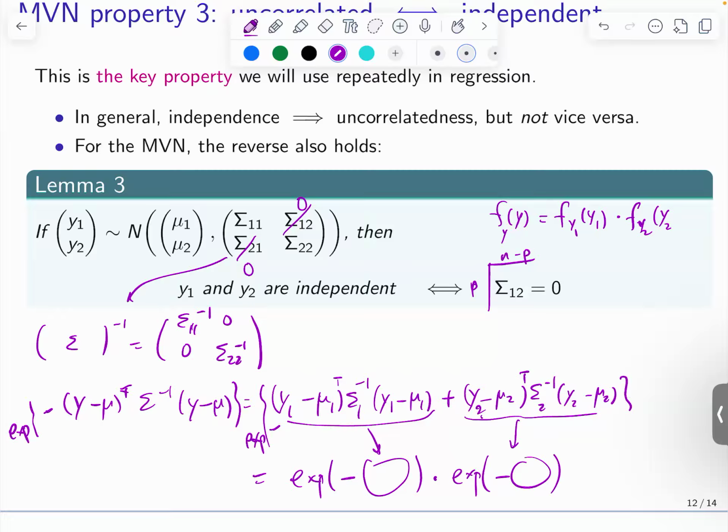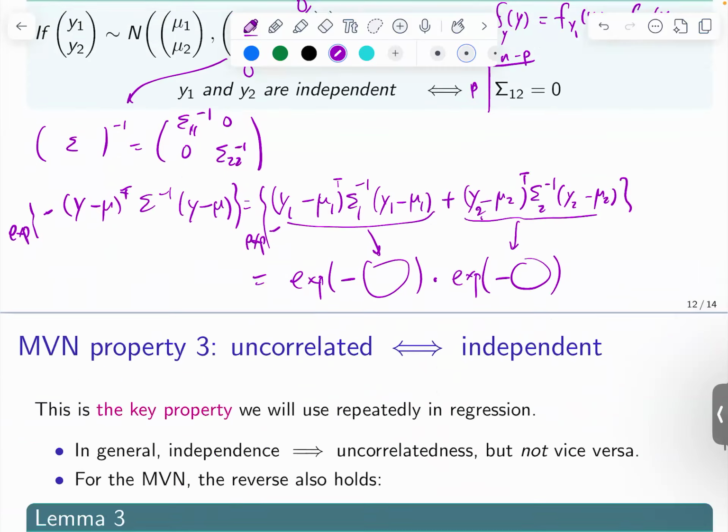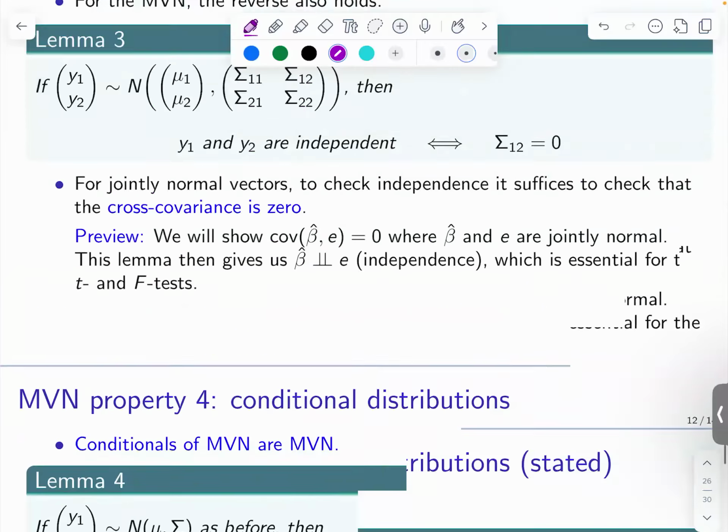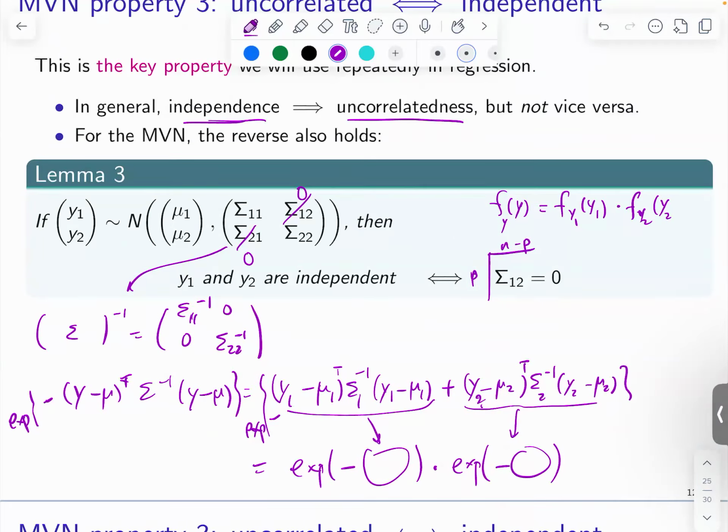Uncorrelatedness in general is weaker. So independence implies uncorrelatedness, but not the other way around. But in this case, in the multivariate Gaussian family, they're the same. So you can say they're independent, they're uncorrelated, they're the same in this setting. So I think we're almost done with this. Next, I'm just going to wrap up next lecture, and then we move on to regression. Thank you very much.